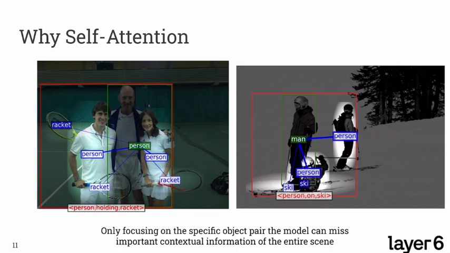Take the left side image as an example. In this image, there are in total 3 rackets, and each of them is held by a different person. In order to know which person holds which racket, the scene graph generation model needs a global understanding of the scene so as to accurately assign rackets to the correct person.